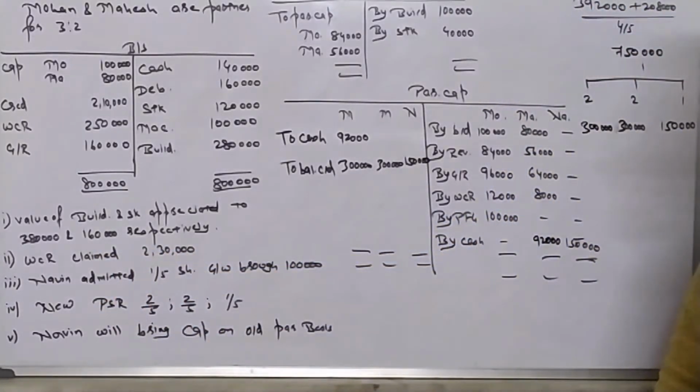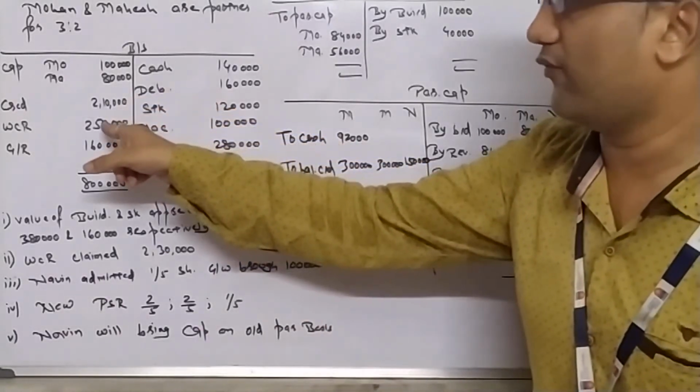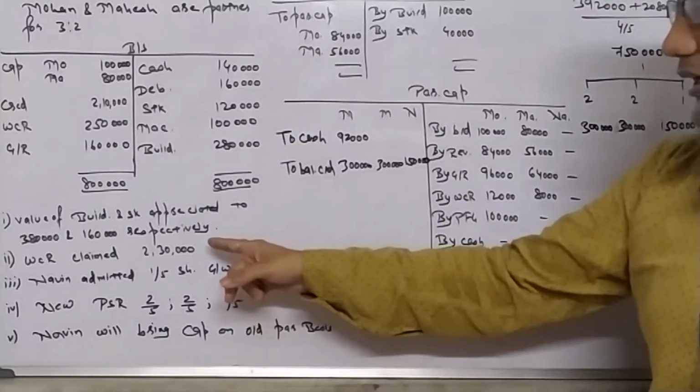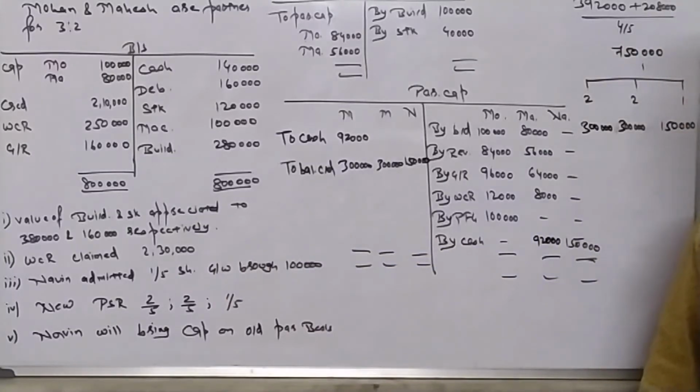Workman compensation claim is 2 lakh 30,000. I have a reserve of 2 lakh 50,000. A worker has claimed 2 lakh 30,000. I will give it that. The remaining 20,000 will be treated as the partners' share. It will be distributed among the partners.